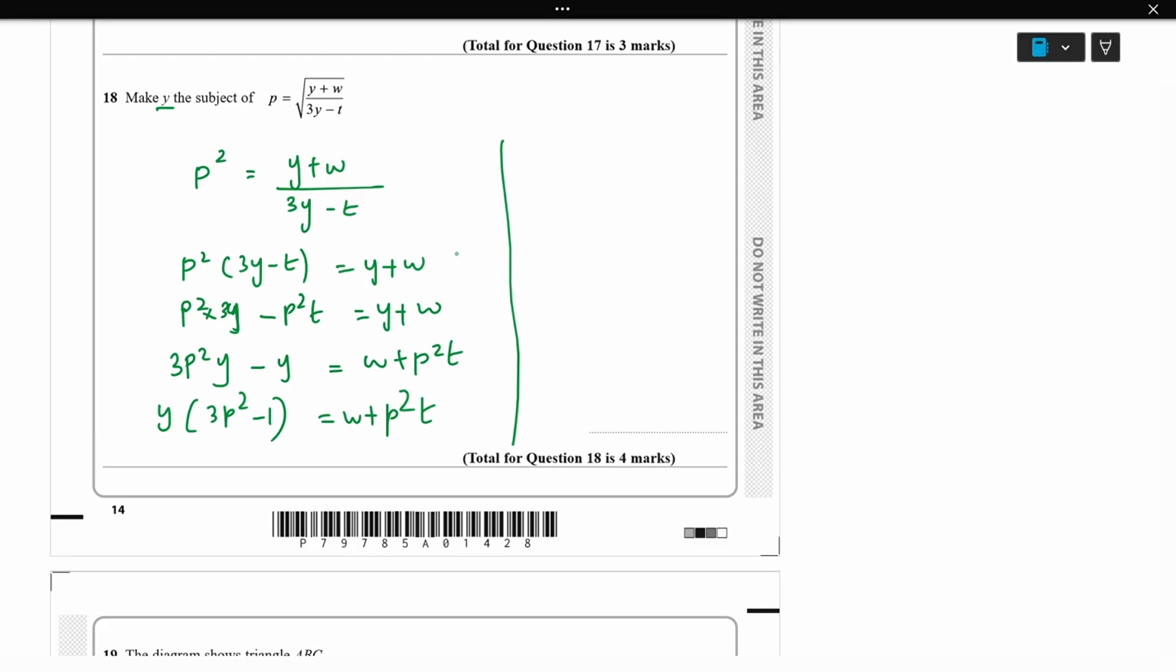Next step, y equal to w plus p square t over, because when this 3p square minus 1 goes to the right side, it will become division. So 3p square minus 1. This is our final answer. So y equal to w plus p square t over 3p square minus 1.